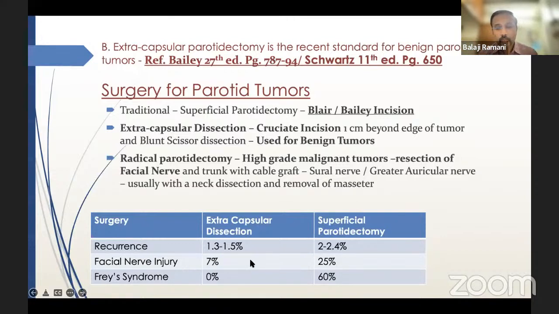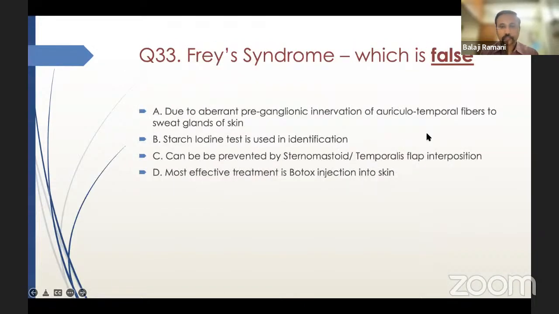That is the reason why you prefer this extracapsular dissection as the treatment of choice, especially for benign tumors. Of course, whenever you have a malignant tumor, you cannot use this. This is only for benign tumors of the parotid. Radical parotidectomy is what you do when you get a high-grade tumor: infiltrative resection of the facial nerve, then reconstruction with the sural nerve or the greater auricular nerve, and usually you also go for a neck dissection and removal of the masseter as well.